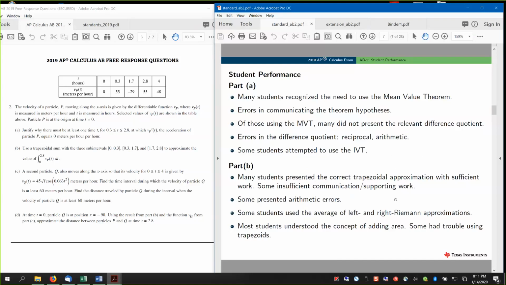Down at the bottom of this slide in part B, many students presented a correct trapezoidal approximation, and they actually had sufficient work here. That was pretty nice. However, there were some responses that lacked supporting work or with poor communication. And alas, there were some arithmetic errors here also. Kind of cool, maybe a little longer, but some students actually used an average of a left and a right Riemann sum approximation, and that's a valid approach. It's a little bit longer. I think it's prone or apt to produce a few more arithmetic errors, but some students did it and did it correctly.